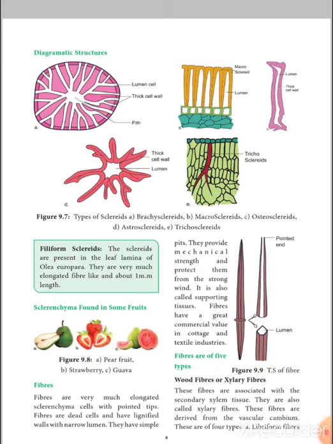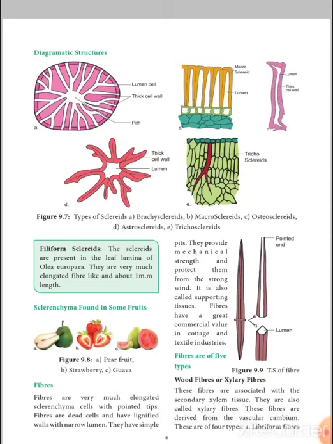The diagram shows the types of sclereids. In A is shown the brachysclereids, B macrosclereids, C osteosclereids, D astrosclereids, and E trichosclereids. Some other types of sclereids are also present, like filiform sclereids. In exceptional cases, the sclereids are present in the leaf lamina of Olea europaea. They are very much elongated, fiber-like and about 1 mm in length.